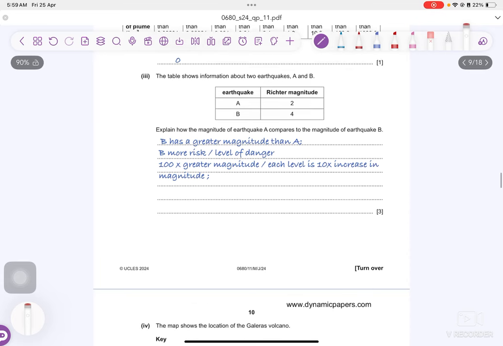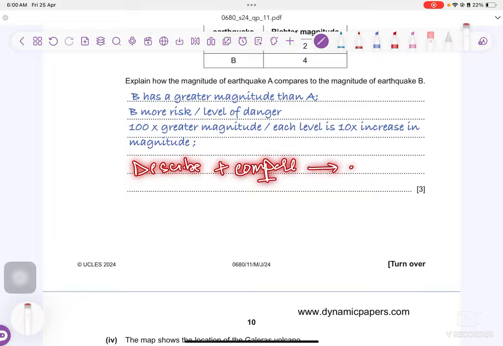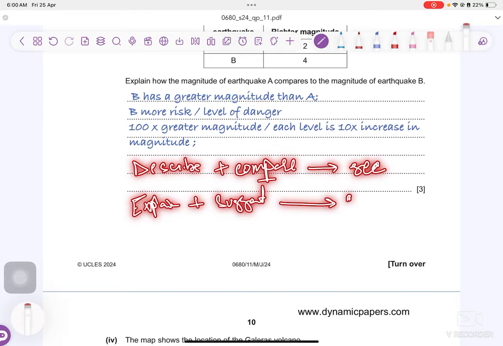Let me tell you the difference. You have the words describe and compare. When you see these two terminologies, you have to describe by explaining what you're saying. So it's something you can see, okay? But when they say explain and suggest, mainly, then you have to explain or describe what you're seeing and use your information.